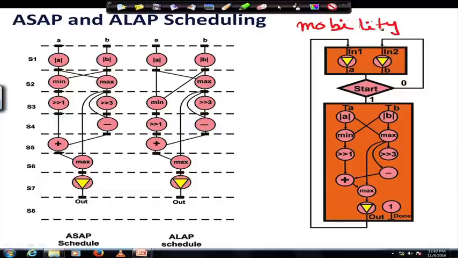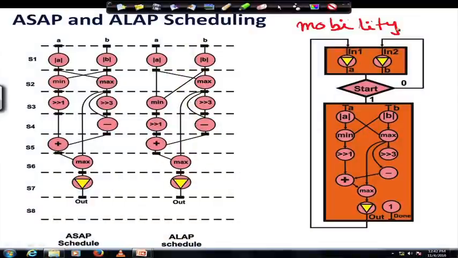Either I can do an ASAP scheduling, as early as possible I finish it off and then pay the cost for the resource usage, or I do it as late as possible and see if I can save some resources. Not that in all cases that will be beneficial, but sometimes it may be beneficial. The other advantage that it gives us is it shows us what is the mobility that I have got for the different operators.